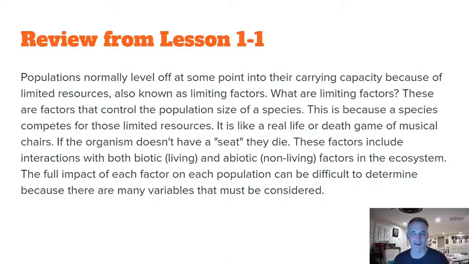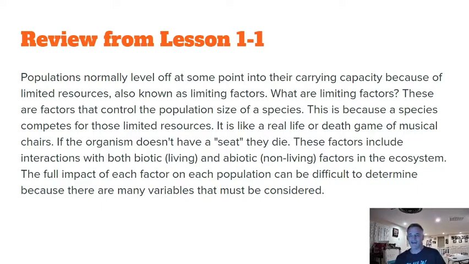So reviewing from Lesson 1, populations normally level off at some point. We learned that this point where it levels off is called carrying capacity, and that it levels off because there are limited resources. These can also be known as limiting factors. So limiting factors are things like the availability of food and habitat that they can survive in. It could be abiotic factors as well, like if you're a plant, how much sunlight you're getting, or how much water is available, or how many nutrients are in the soil, and so on.